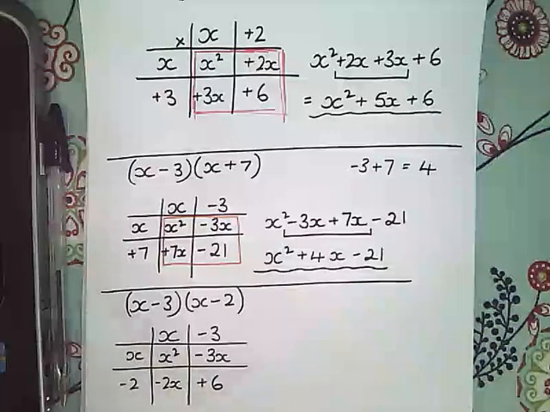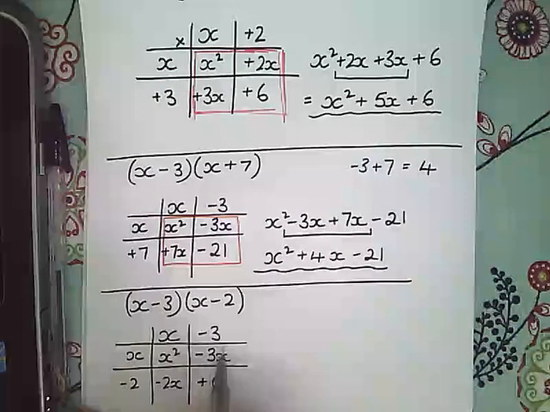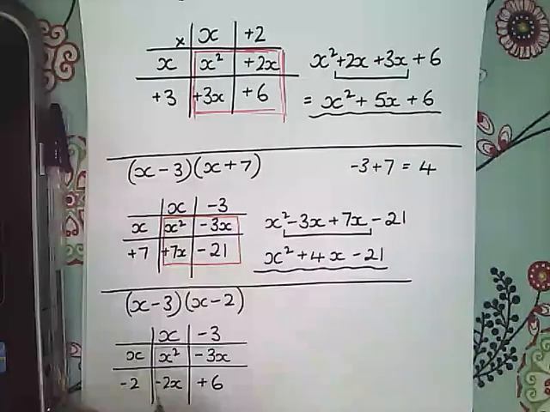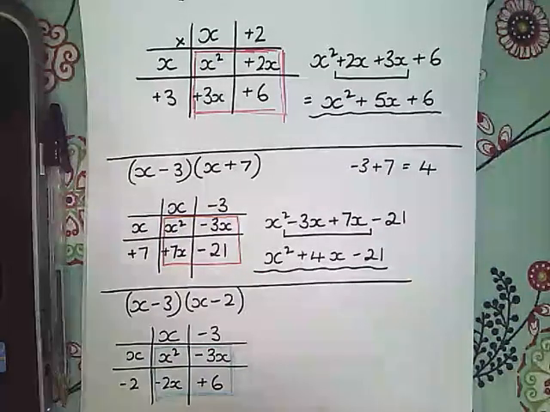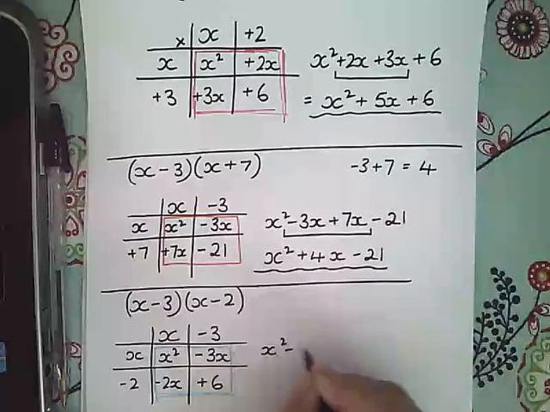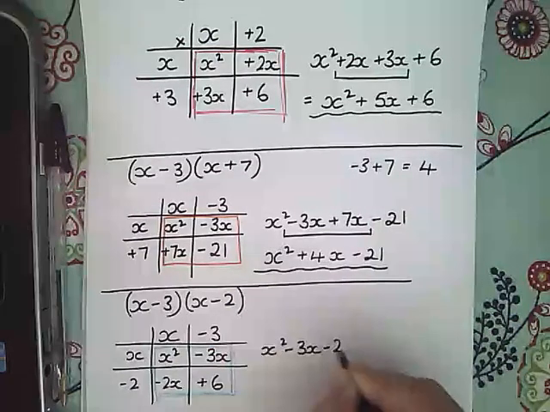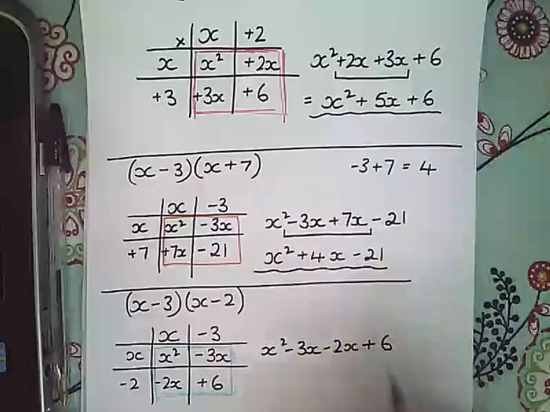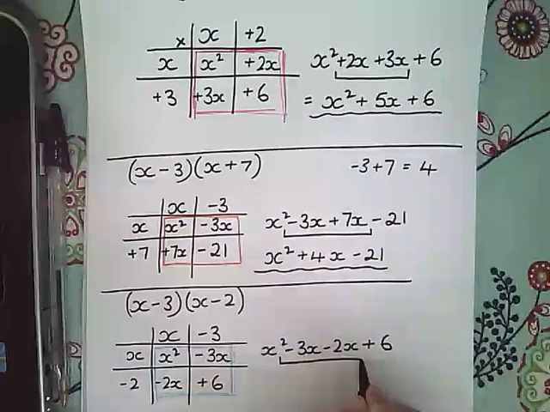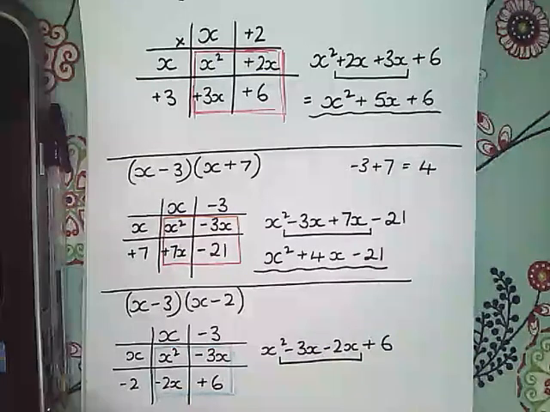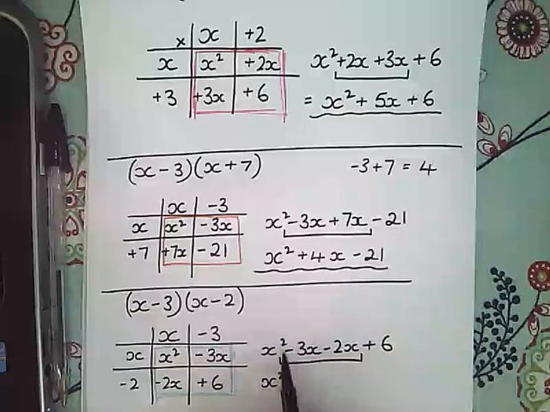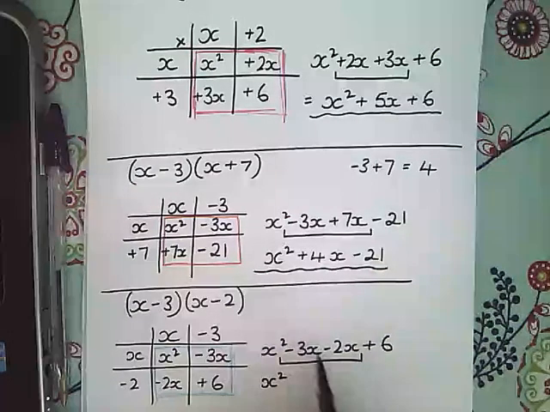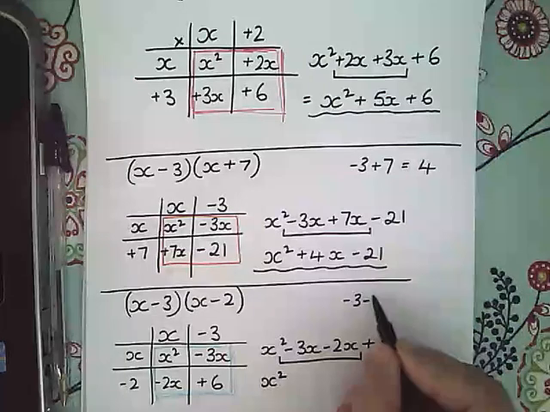We then write out our 4 numbers or 4 expressions that we filled in. These 4 in a line. X squared minus 3x minus 2x plus 6. And we sort out, tidy up, simplify those x's. So the x squared stays the same. And then I've got minus 3 minus 2.